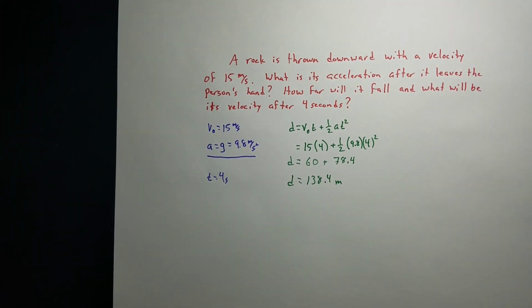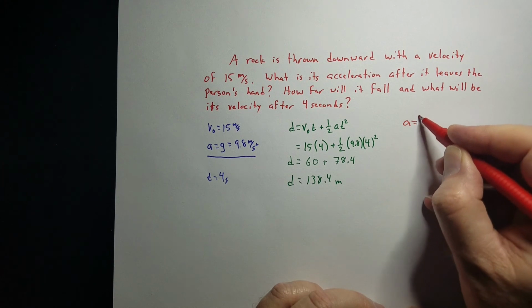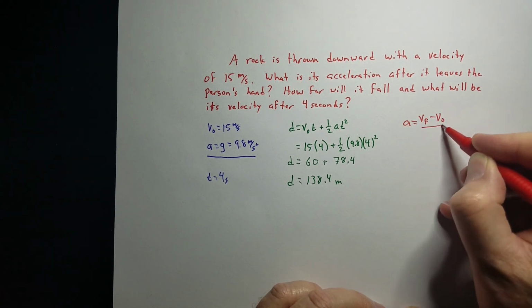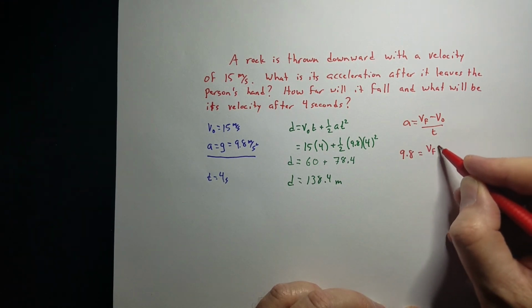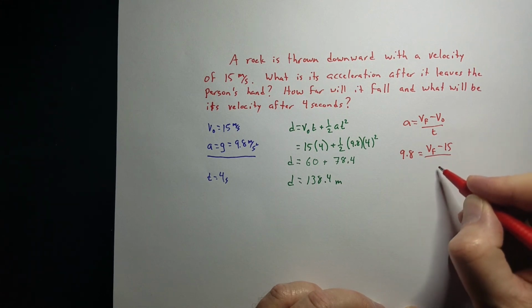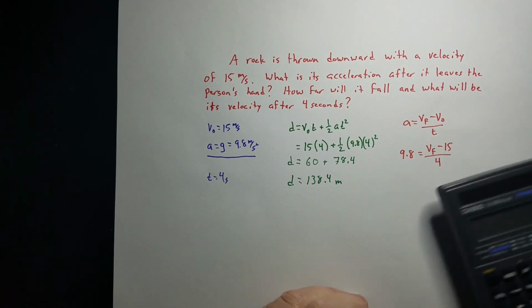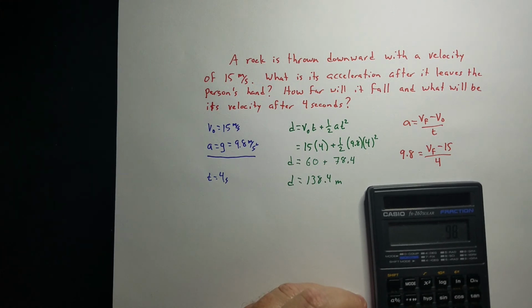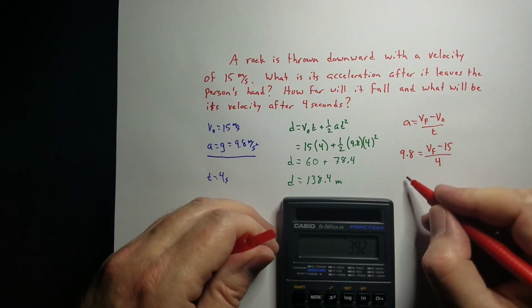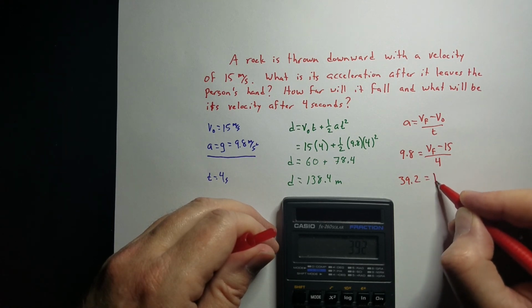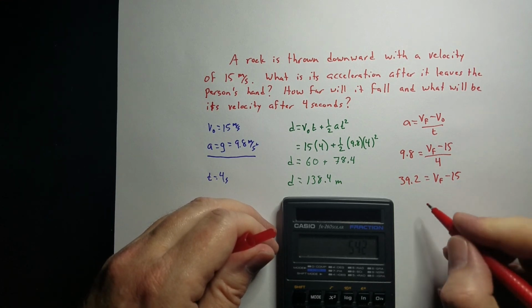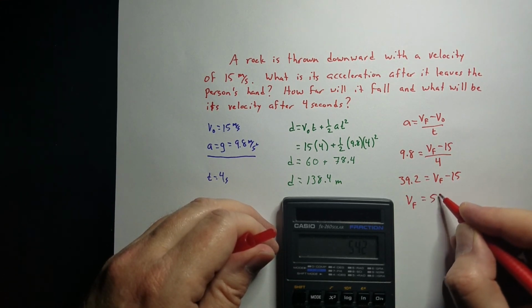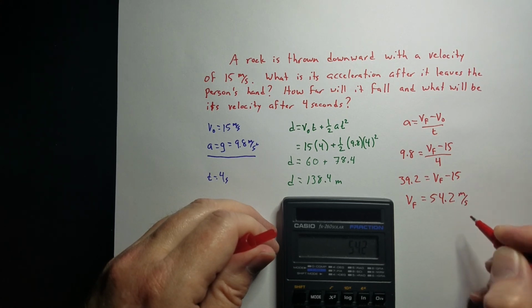Now to find its velocity after that time, we just use acceleration. A equals VF minus VO over T. Acceleration is 9.8. Final velocity is what we're looking for. Original is 15. And we have a time of 4 seconds. So 9.8 times 4 gives us 39.2 equals VF minus 15. Add 15 to both sides, and we get a final velocity of 54.2 meters per second.